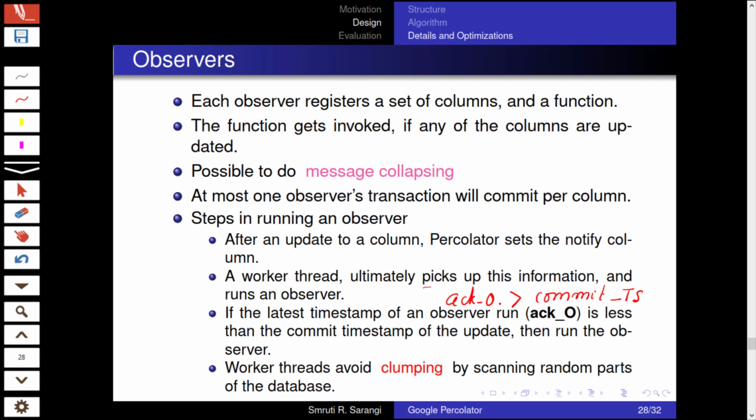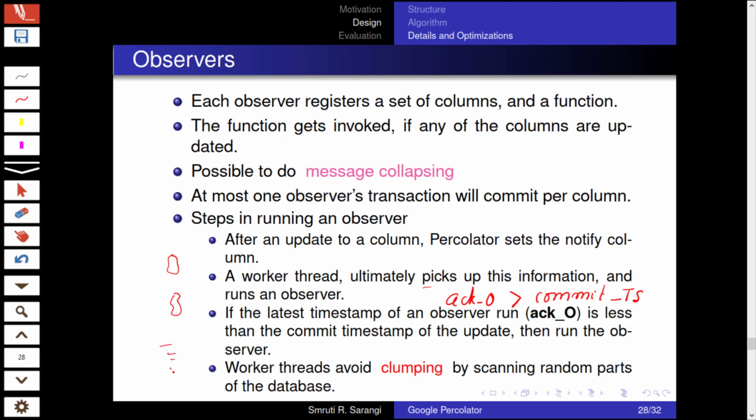So what the authors actually found is that the moment we have many concurrent observer threads, most of them start clumping in similar areas, which means that there is a lot of contention at different parts of the database, right?